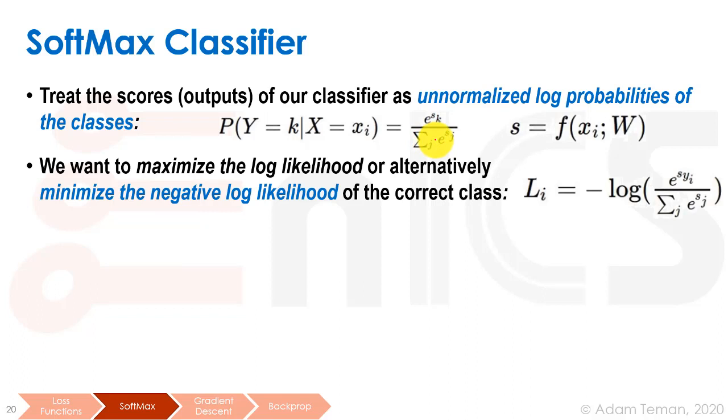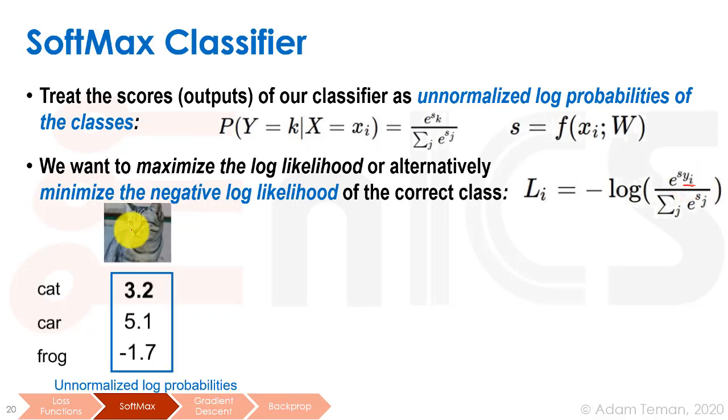Okay, so what we want to do in our classifier to define our loss is we want to maximize the log likelihood, or alternatively, what we want to do is minimize the negative log likelihood of the correct class. So we're going to say the loss, according to some class i, is negative log of this thing over here for the class that was the right class. So let's see that complicated stuff in an example that will make it very clear.